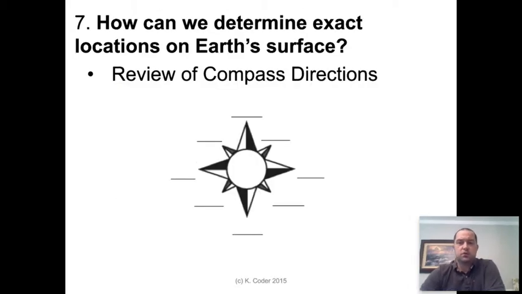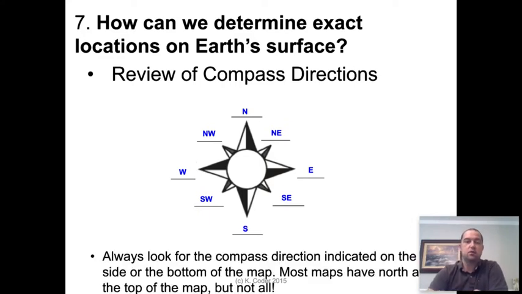But first we need to review the compass directions. We have north, south, west, east, northwest, northeast, southeast, and southwest. These directions will be important, especially when we get to our meteorology unit and we're looking at which way systems are going, or when we're looking at plate tectonics to see which way the plates are moving. Now, always look for a compass direction indicated on your map. It's usually in the bottom corner.